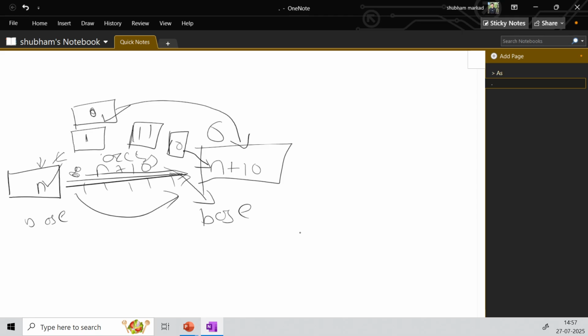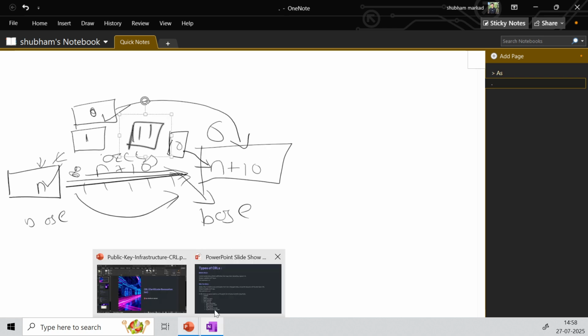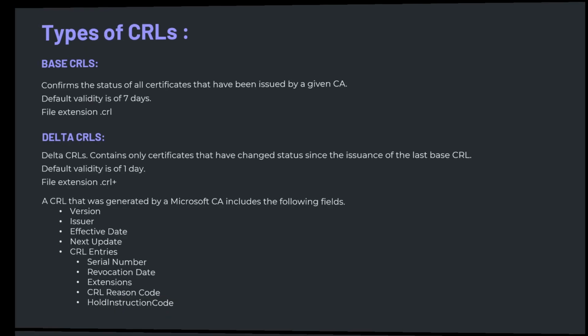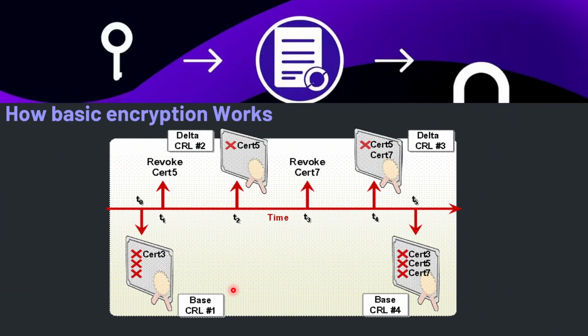Okay, now let's go to the next part. So this is the same diagram, or same representation, which I have mentioned here. You can see. Okay, let me just grab a pen.